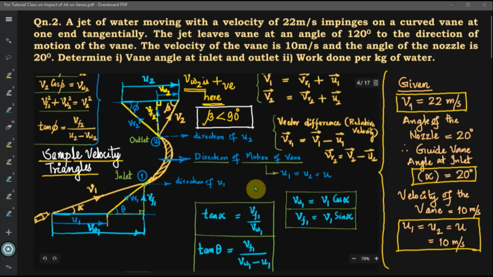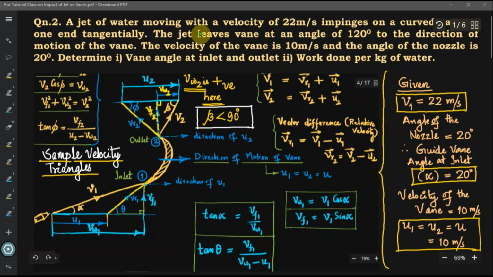Welcome to a short lecture on the fluid machinery course. The objective is to discuss a numerical problem on impact of jet on a moving unsymmetrical vane. This is a question from a previous KTU examination.